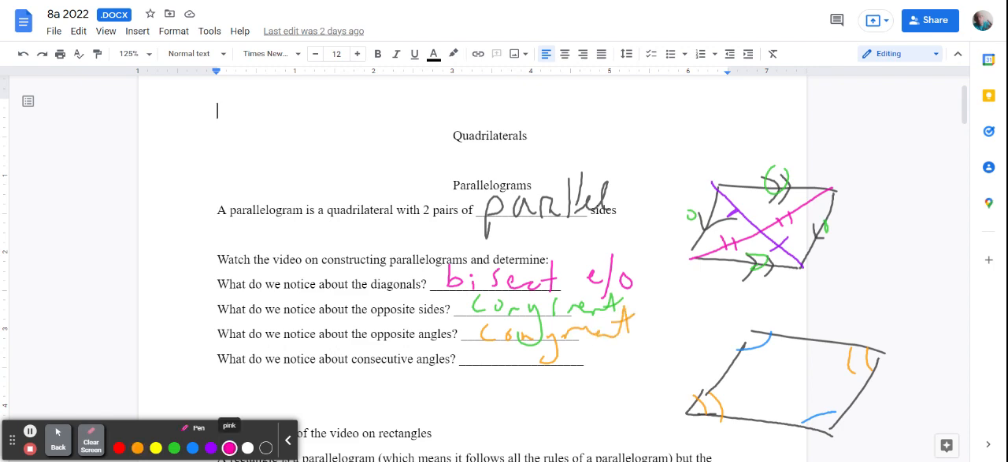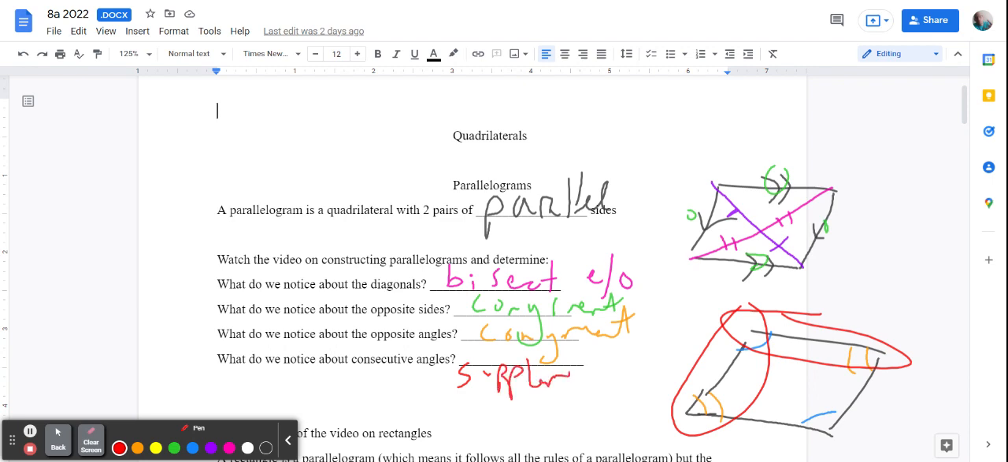Now consecutive angles. Consecutive angles may be something like these two angles here, or those two angles there. Any angles that are next to each other are going to add up to 180. They're going to be supplementary. They're going to add up to 180.